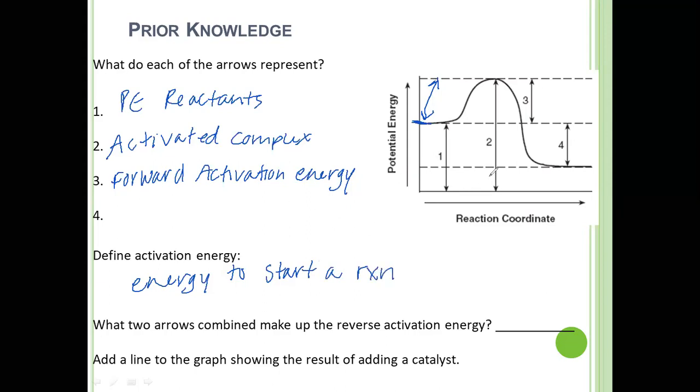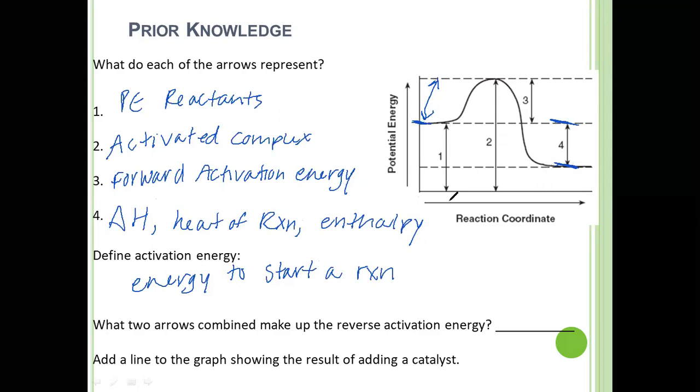Okay, and then number 4 is probably the most important one. It's the difference between your products and your reactants, and that is your delta H. You could also call it heat of reaction, or you could call it enthalpy. They mean the same thing, all 3 of those. So this is basically just the heat gained or lost in a reaction, and since this heat is given off, it is an exothermic reaction, so the heat lost.